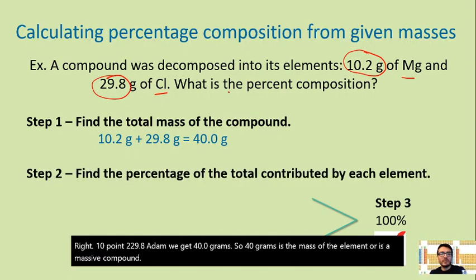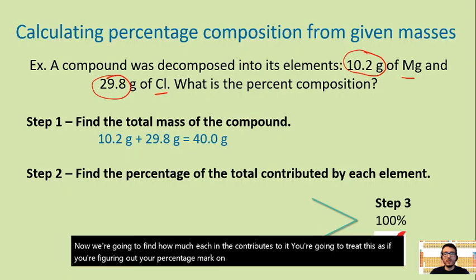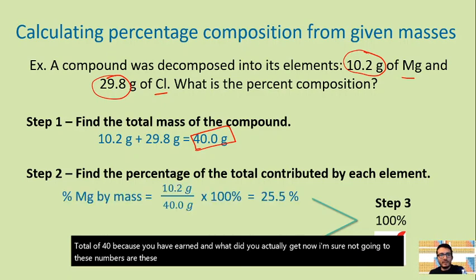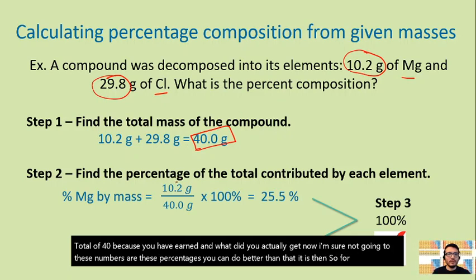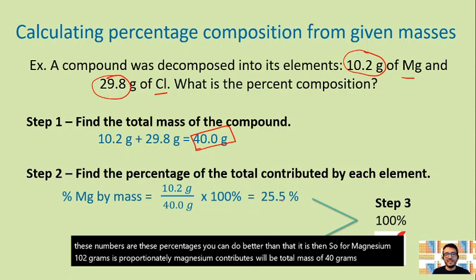Now, if we're going to find how much each of them contributes, you're going to treat this as if you're figuring out your percentage mark on a test. What could you have gotten of a total of 40? What could you have earned? And what did you actually get? Now, I'm sure they're not going to be these percentages. You can do better than that. So for magnesium, 10.2 grams is the portion that magnesium contributes of a total mass of 40 grams. Divide those, multiply by 100, we get 25.5%.